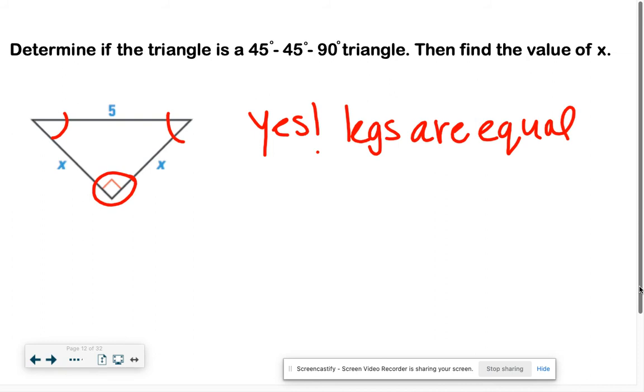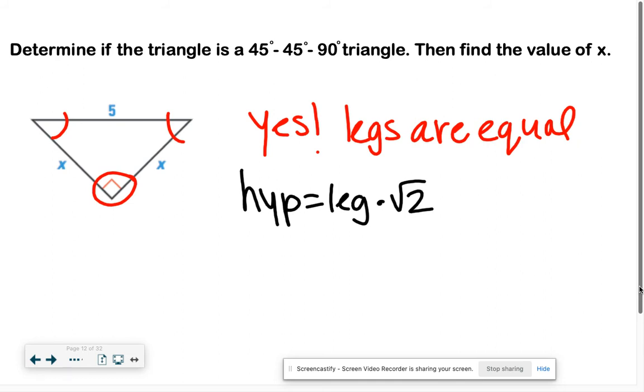Okay, now this is where it gets kind of hairy. Do you guys see on your gold sheet it says hypotenuse equals leg times root 2? Yes. So if I had to guess, it would be 5 times x, or wait, no, it would be 5 equal to x times square root of 2.